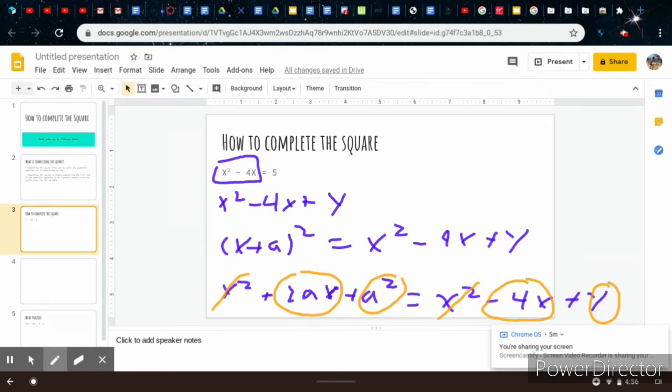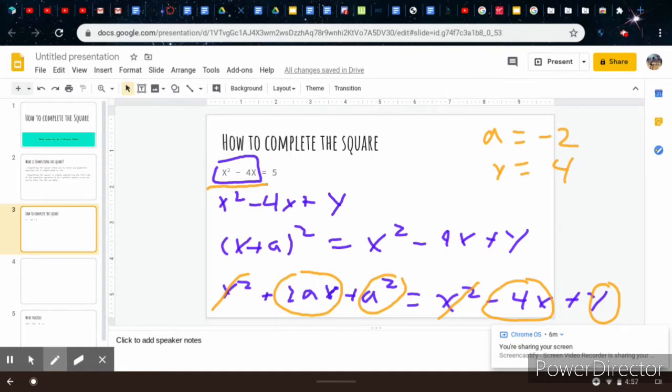What multiplied by 2 will give you negative 4? Well, 2 times negative 2 equals negative 4. So now we know a equals negative 2. Since we know y is a squared and a is negative 2, y equals 4. So we know the unknown constant we want to add to the left-hand side of the equation is 4.